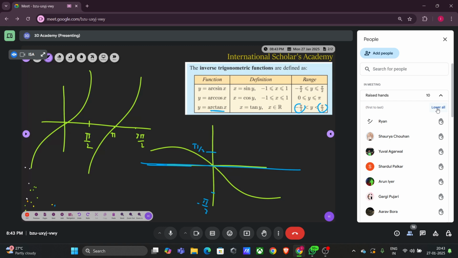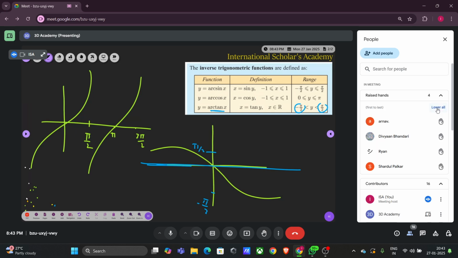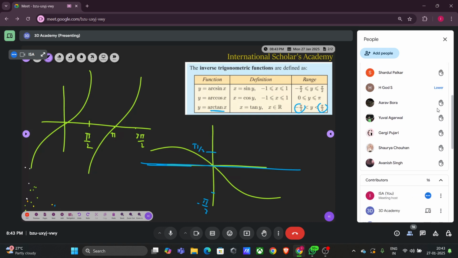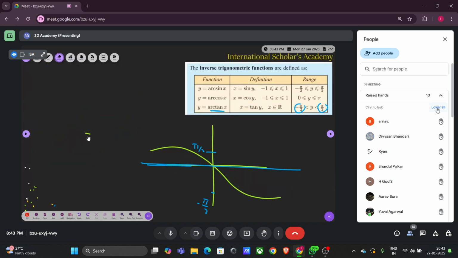How many of you understood the tan inverse graph as well? Please raise your hands. Very good. Now, being AAHL students, keep these domains and ranges in mind.